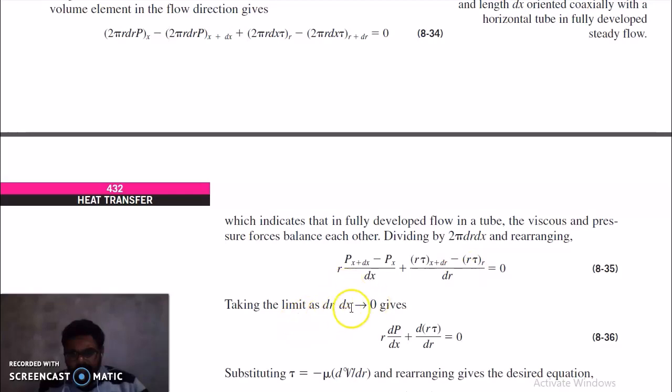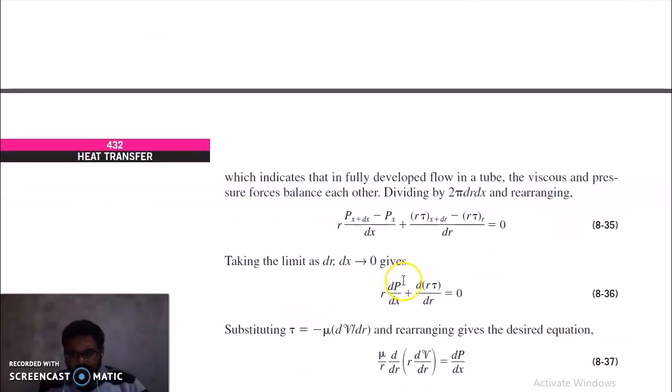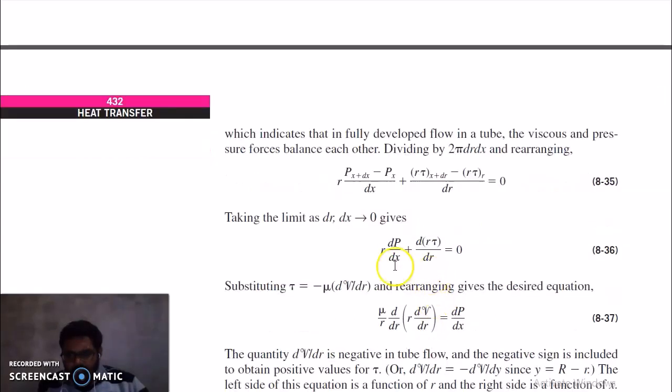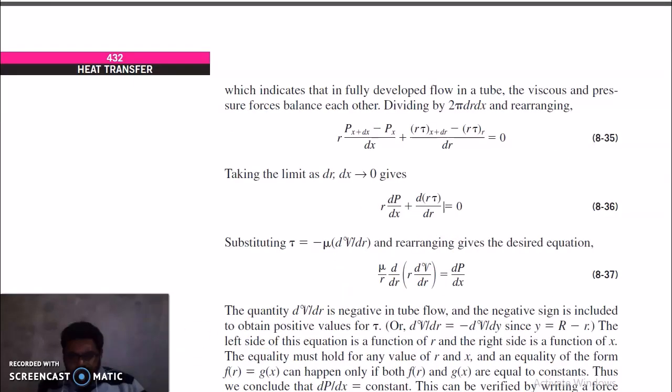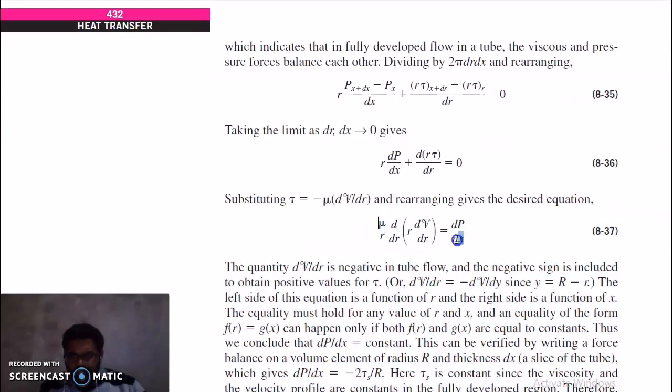Taking the limit dr tends to 0 and dx tends to 0, this will become dP by dx, and this will become d by dr of r into tau, and this is equal to 0. Now we know shear stress is equal to minus mu dV by dr. Put the value in this equation. On rearranging you will get this equation.